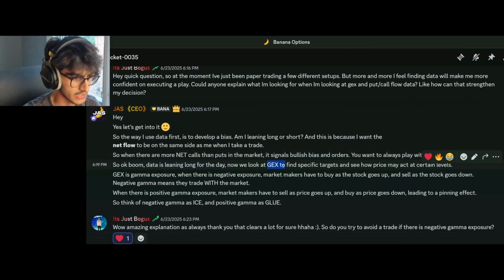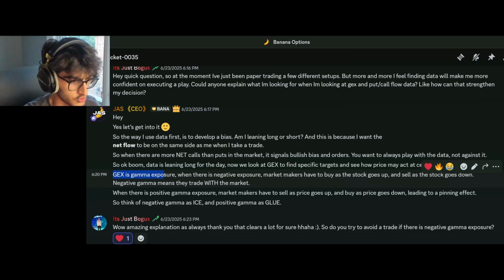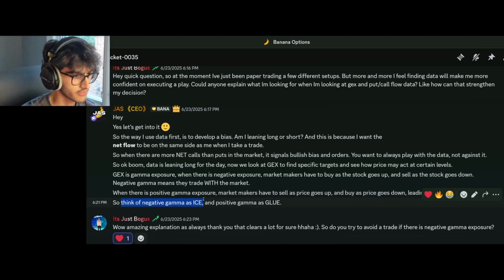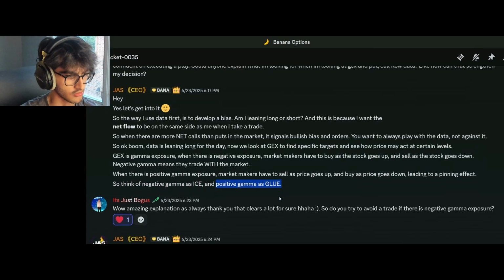Now we look at GEX to find specific targets and see how price may act at certain levels. GEX is gamma exposure. When there is negative exposure, market makers have to buy as the stock goes up and sell as the stock goes down. Negative gamma means they trade with the market. When there's positive gamma exposure, market makers will have to sell as the price goes up and buy as the stock goes down, leading to a pinning effect. So think of negative gamma as ice and positive gamma as glue.